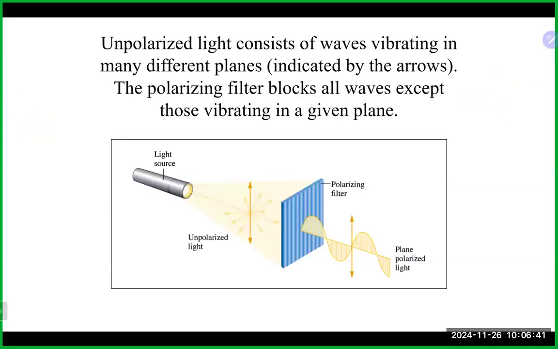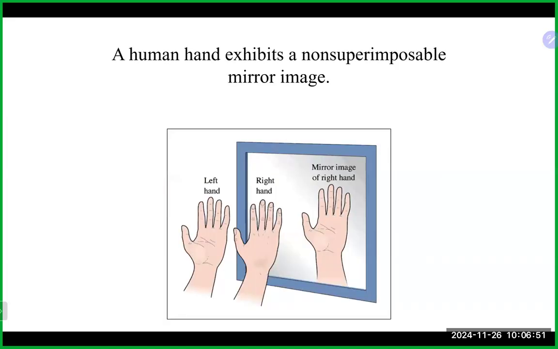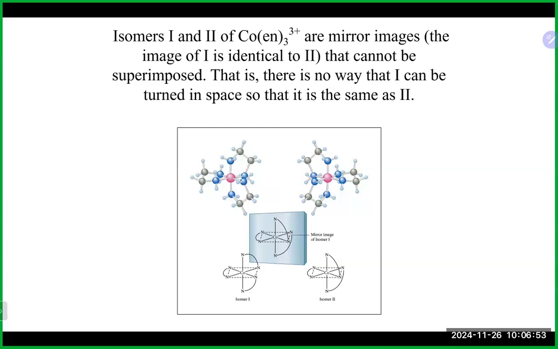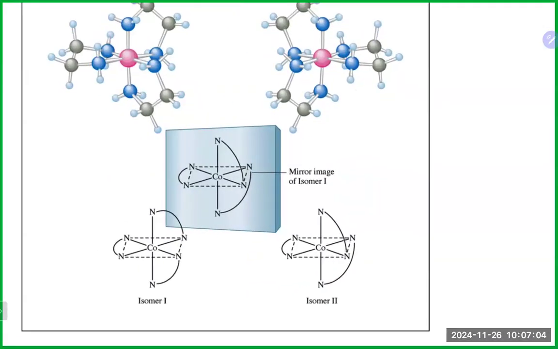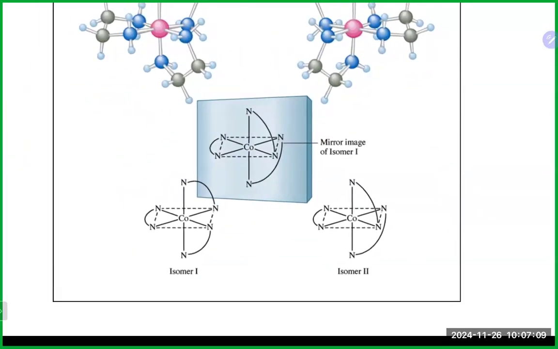And here's plane polarized light. We send it through a filter and you get light going in both directions. And there's our hand example. And if we look at some of these examples here, we have two isomers that are mirror images that cannot be superimposed. So let's take a look here. Bring it a little bit bigger. So this is the original image here, our original isomer. And then we have our mirror image reflecting back.